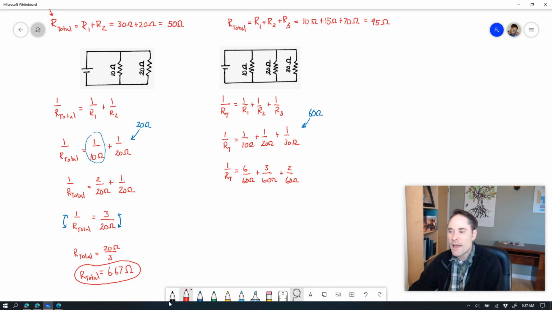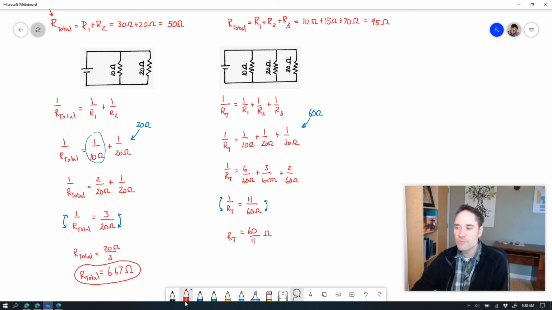All right, so I add across the top and keep the bottom as it is. So the 1 over R total is equal to 6 plus 3 is 9, plus 2 is 11, divided by 60 ohms. Right, we're almost there. Last but not least, I'm going to flip this side, and that means I can flip this side as well. So what I'm left with here is that my total resistance is equal to 60 over 11 ohms.